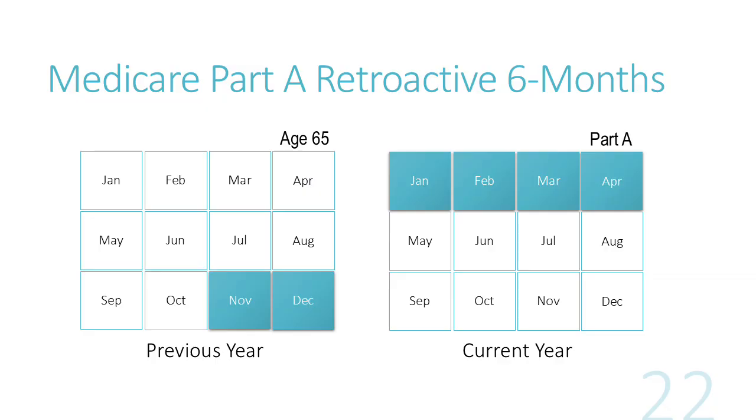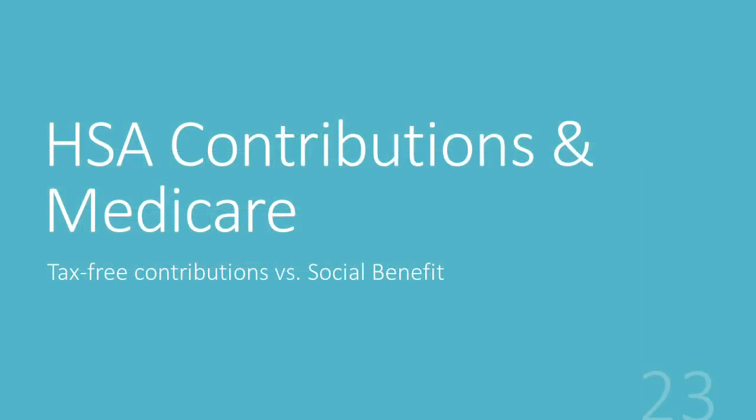Once a Medicare-eligible individual enrolls in premium-free Medicare Part A hospital insurance, they are now entitled to 6 months of retroactive benefits. For example, when the individual loses their creditable health coverage from their large employer and enrolls in Medicare using a special enrollment period, or SEP, for loss of employer coverage. Now let's look at how tax-free contributions to a health savings account, or HSA, are affected by enrolling in Medicare Part A.